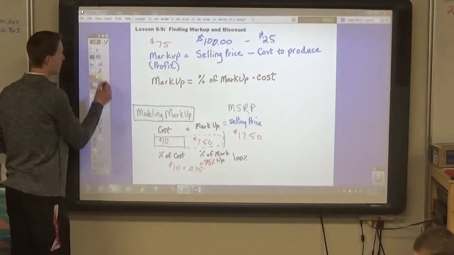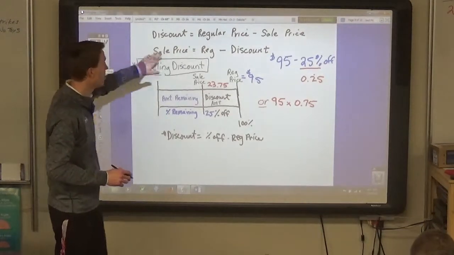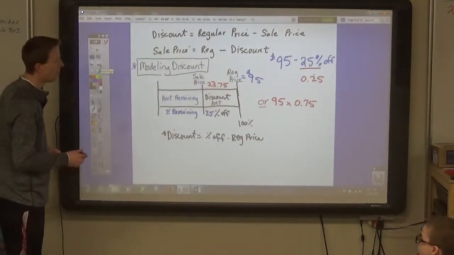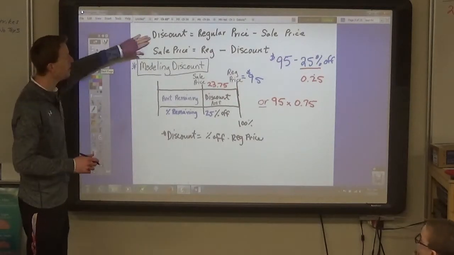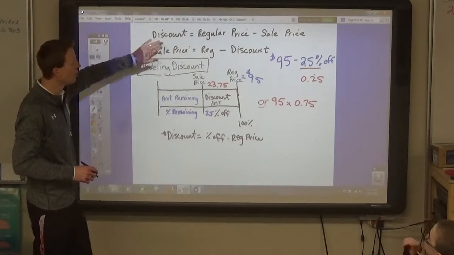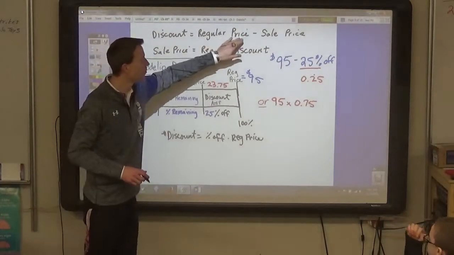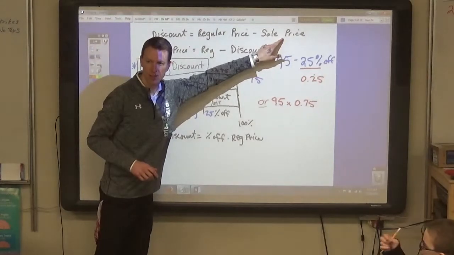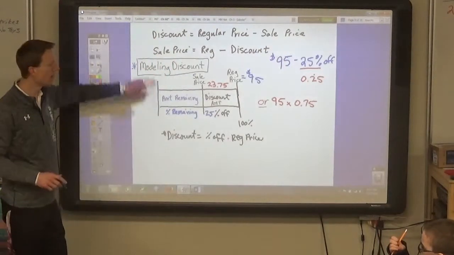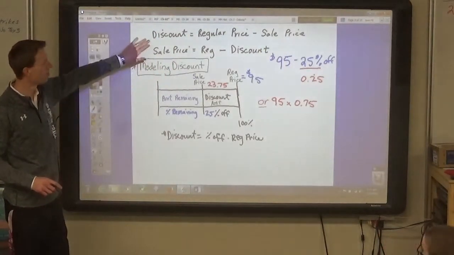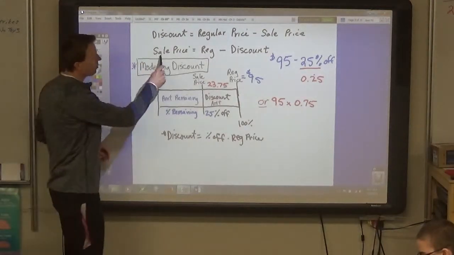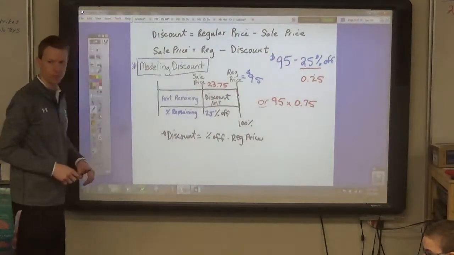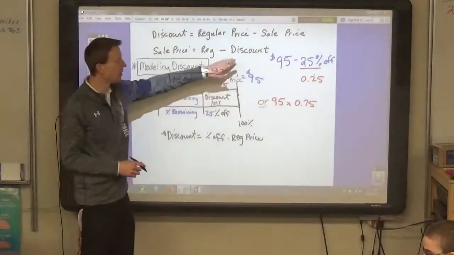All right? And that's the same thing you'll have to do here with finding the sale price or the discount. Look at this model. So the discount is equal to the starting or the selling price, the regular price, minus the sale price. Okay? And make sure you have these in your notes. The sale price is equal to the regular price minus the discount. Now, this discount is a discount amount, isn't it?